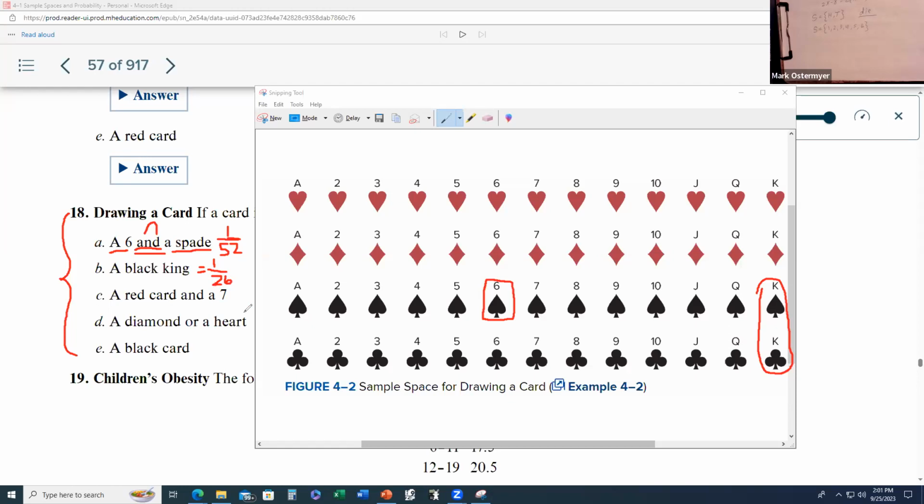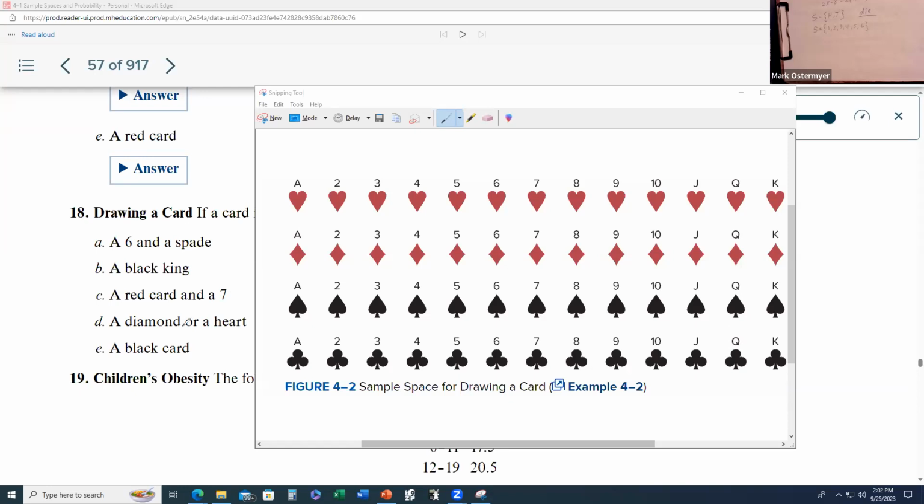All right, what's the probability of selecting a red card and a 7? It has to be a red card, and it also has to have 7 stamped on it. Well, that would either be a 7 of hearts or the what? The 7 of diamonds. So that's going to be 2 over 52, which is going to be 1 over 26.